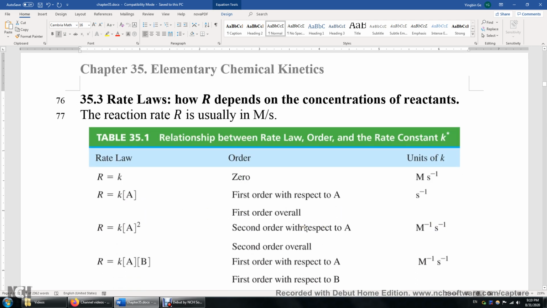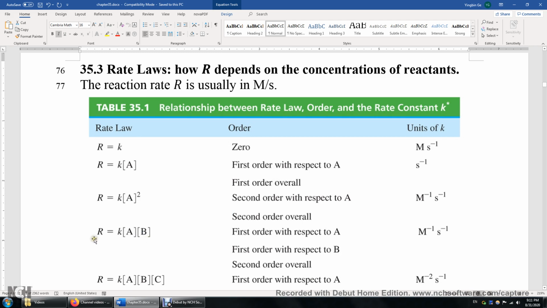Therefore, K is in second to the power of -1. Second order reactions. In this case, this R is proportional to the reactant A to the power of 2, and thus second order. In this case, the unit of K is the unit of R divided by molar squared. Therefore, the unit of K is molar to the power of -1, second to the power of -1.